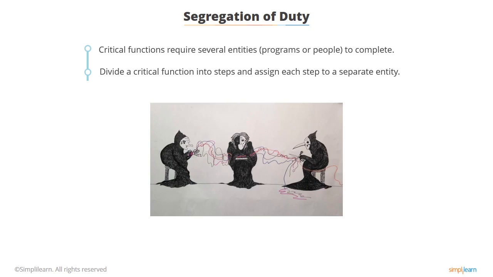A good example of segregation of duty are the three fates of Greek mythology. They have the job of deciding how long someone lives. Clotho spins the threads of life. Lachesis measures the threads of life. Atropos cuts the thread of life to show the end of the life.